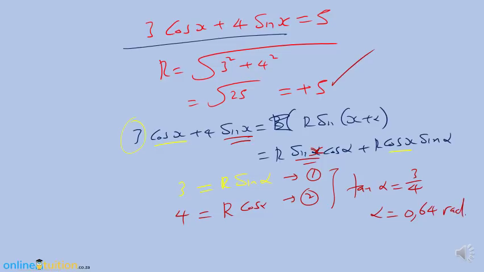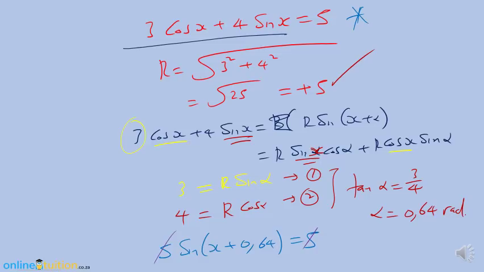All right. So this very complicated problem, which is in this very first line up here, has now been reduced to the following. Watch this and learn to appreciate what we've done here. The left-hand side now reads as 5 sine of x plus 0.64, and the right-hand side is 5. So pretty straightforward, isn't it? The 5s will cancel out.